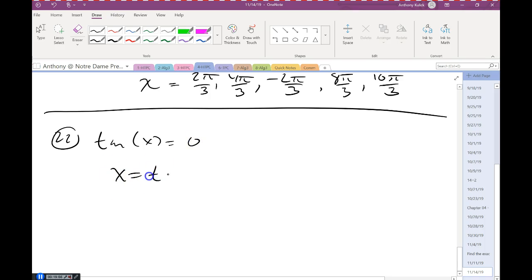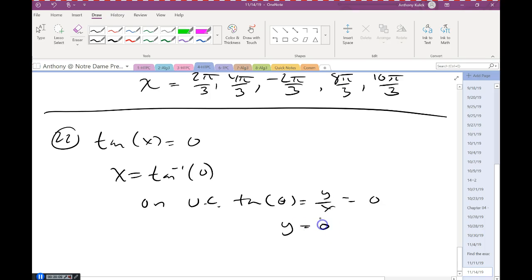So we'll take tan inverse of both sides. Remember, on the unit circle, tangent is y over x. So that is true exactly when y is equal to 0. Right? A fraction is equal to 0 only when its numerator is 0. Everybody's okay with that idea? Okay. So that happens at specifically 2 locations, at 0 and pi.